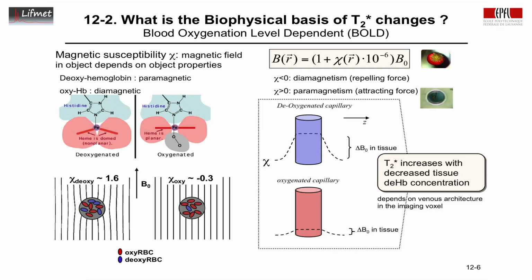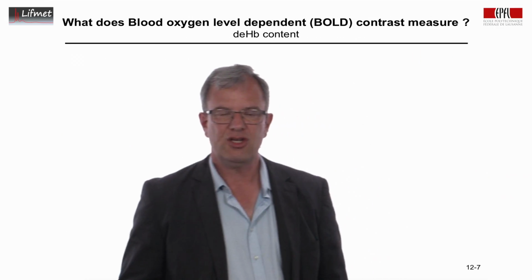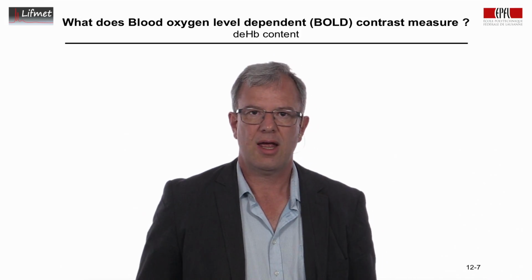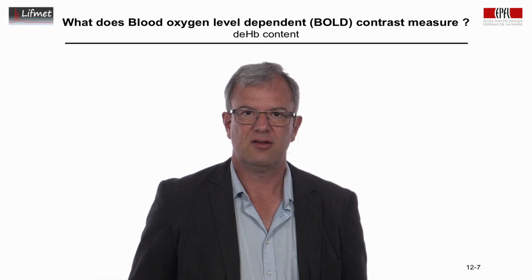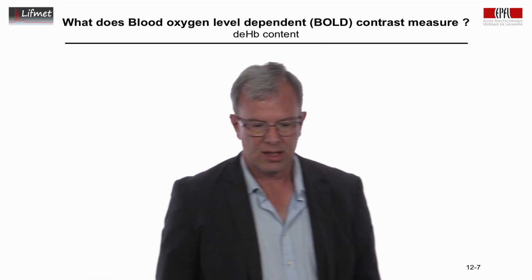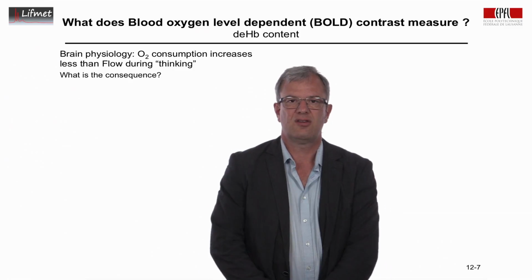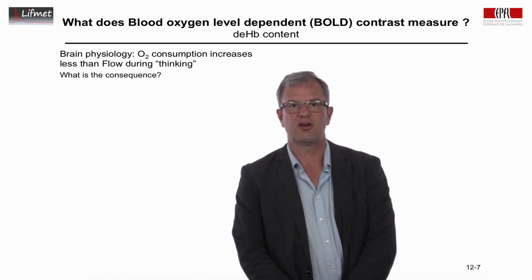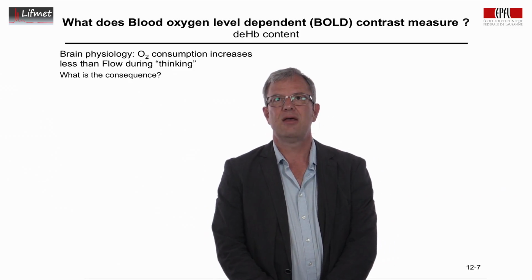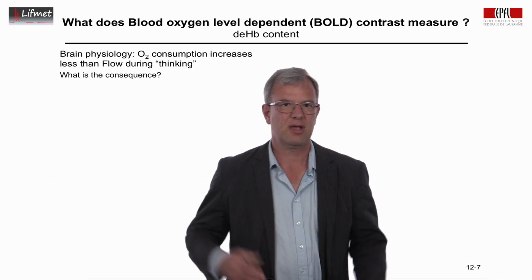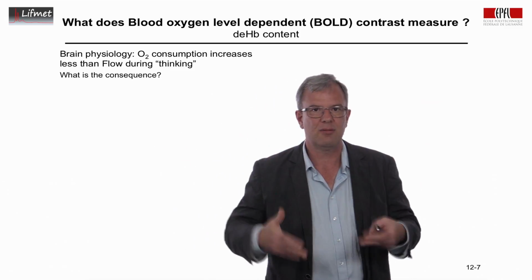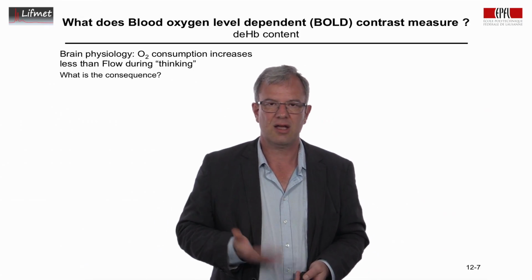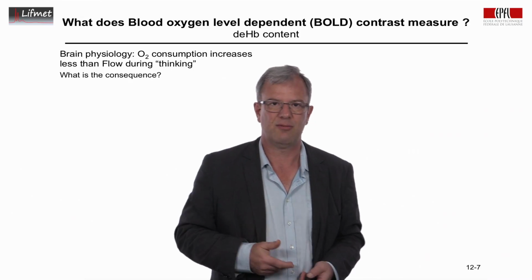randomly ordered. So now, how do we get from a change in delta B0 that's induced by susceptibility changes in the vessel to a contrast that is dependent on the blood oxygen level? So we know from brain physiology, we've discussed this in course 7 of the first part of this course, that the oxygen consumption increases much less than blood flow during a mental task. The mental task can be finger tapping, it can be really a mental task, it can be looking at an image, it can be listening to a sound, etc. So what is the consequence if oxygen consumption increases less or doesn't increase, but blood flow increases?